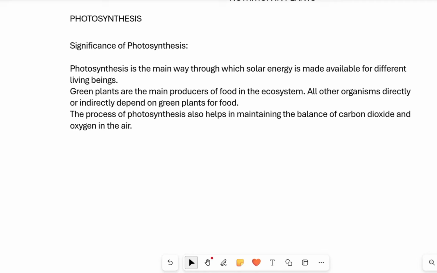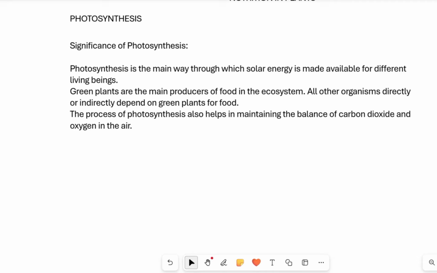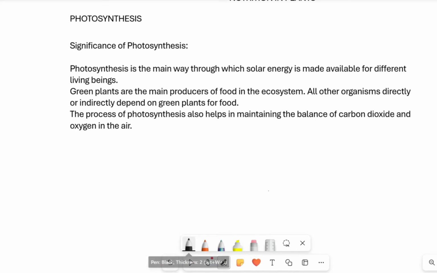Next, green plants are the main producers of the ecosystem, and all organisms are directly or indirectly dependent on green plants. The process of photosynthesis helps in maintaining the balance of carbon dioxide and oxygen in the air. So these are the main significance of photosynthesis. With this, we are coming to an end of the nutrition in plants.